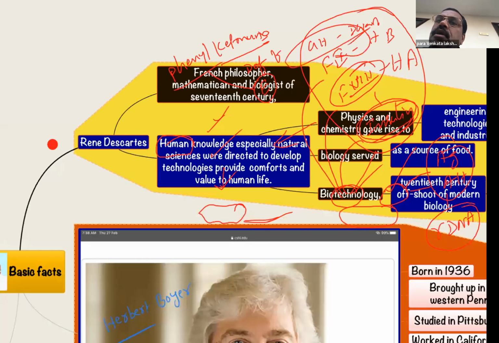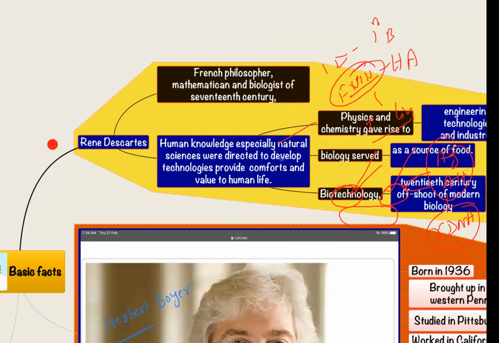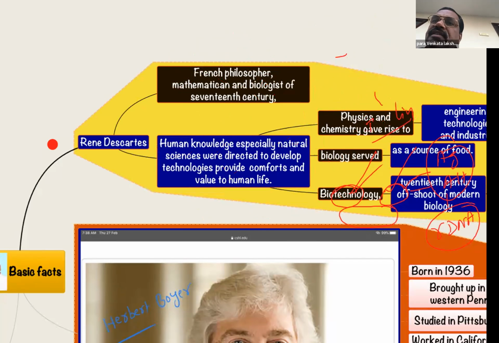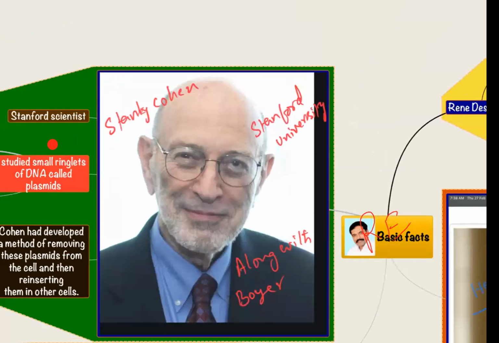So who are these three people we have to remember to answer the questions in biotechnology? One is this French philosopher, mathematician and biologist of the 17th century, not the present century, not the last century, who gave some orientation on the technology related to the natural sciences, which gives a lot of comfort. Then Herbert Boyer, who worked on restriction enzymes, and Stanley Cohen, who along with Boyer worked on plasmids. These plasmids and restriction enzymes are very, very important in biotechnology.